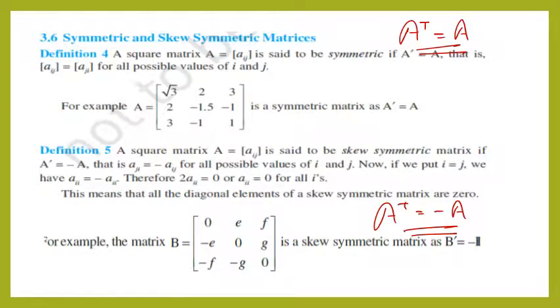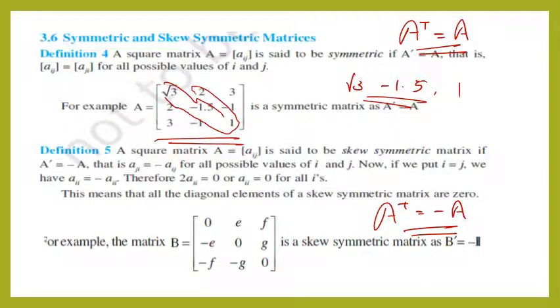Now, a symmetric matrix means if the transpose of a matrix is the same as that matrix, then we call it a symmetric matrix. And if the transpose of the matrix is the negative of that, then we call it a skew symmetric matrix. So these are the diagonal elements. What are the diagonal elements? Root 3, minus 1, 5, 1. First you fix the main diagonal elements. Then above the main diagonal you see 2, 3, minus 1. Below the main diagonal also 2, 3, minus 1.